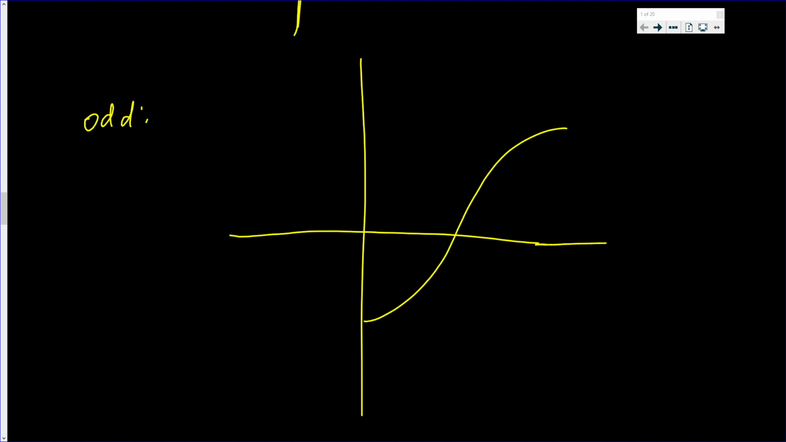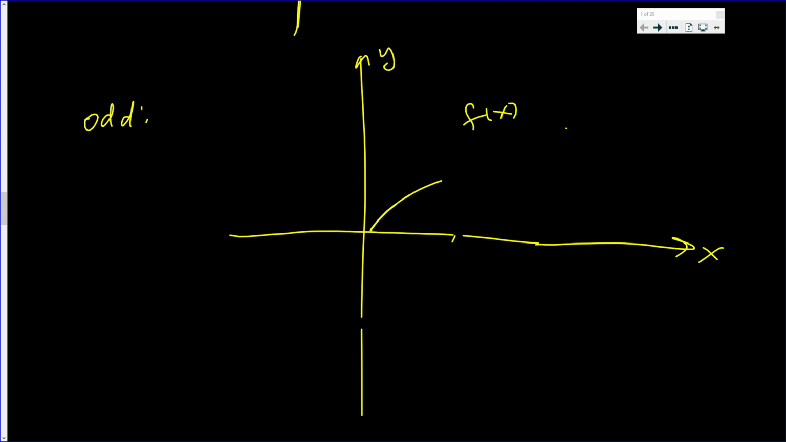Suppose it goes like this, and this is the graph of f of x, and it is an odd function. Well, for 0... Okay, so actually this cannot be an odd function, but this can. Because remember, to be an odd function, you have to be 0.